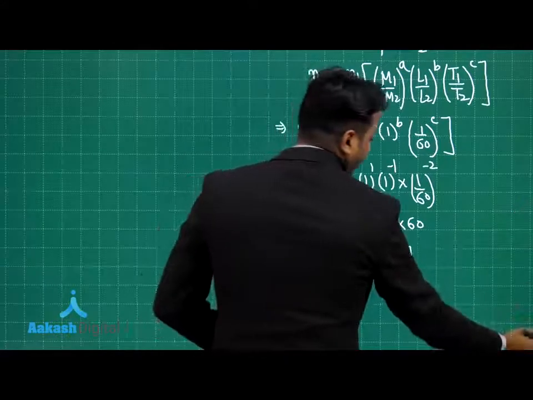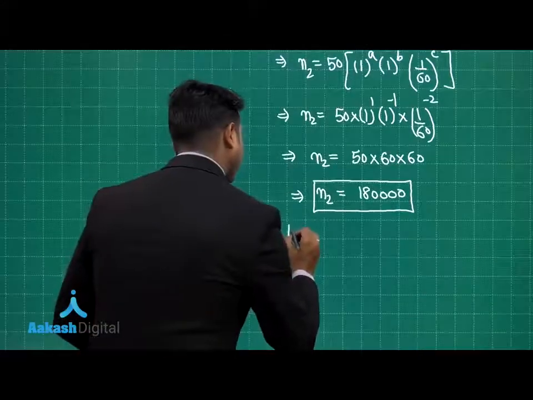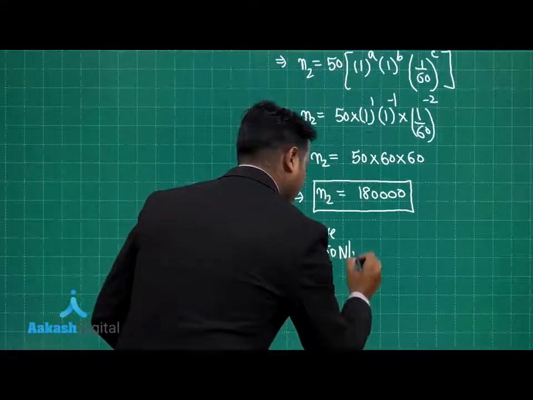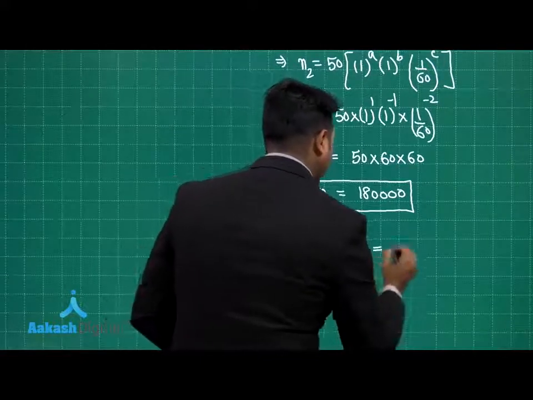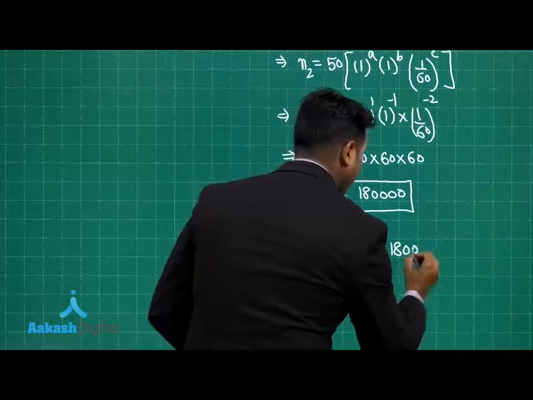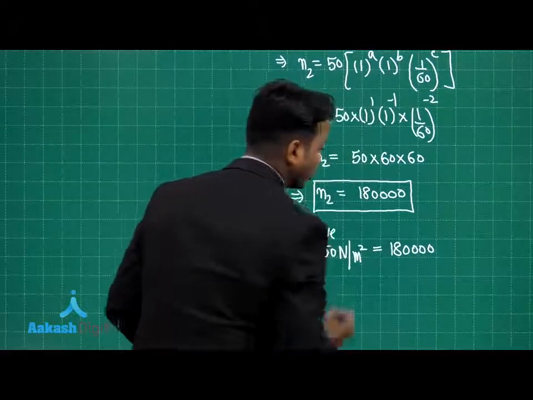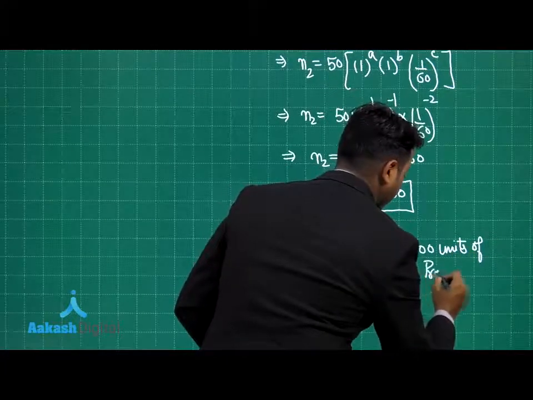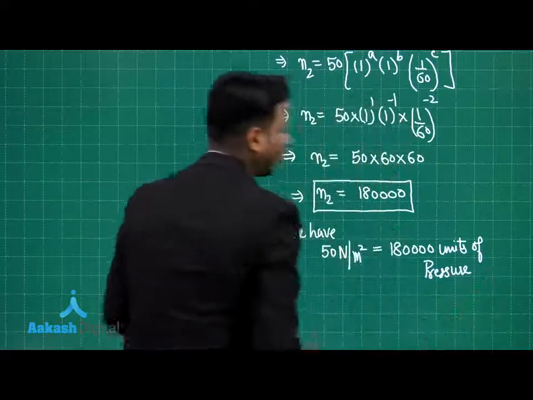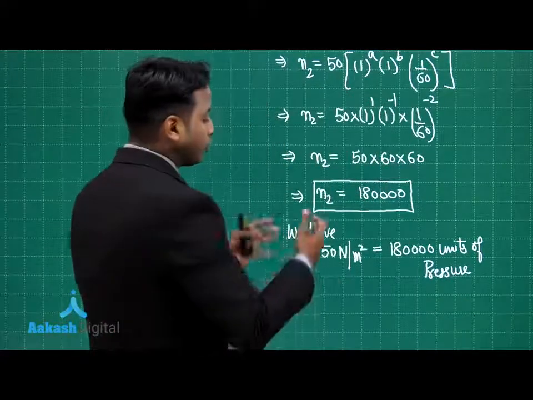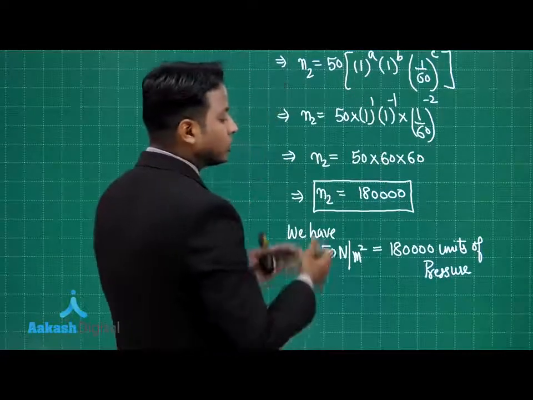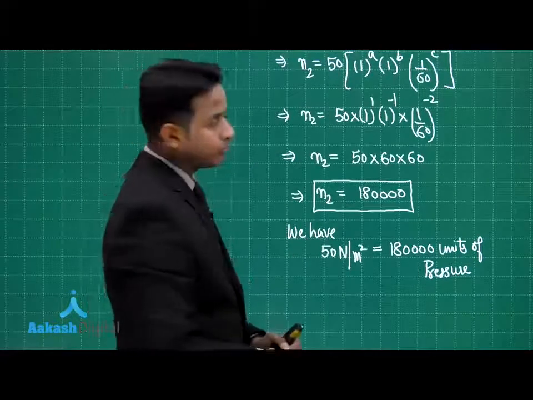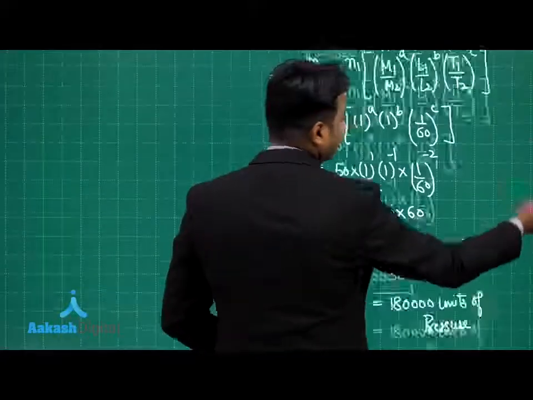So ultimately what do we have? We can write down 50 Newton per meter square is simply equal to 180000 units of pressure. Because this is a new system of units, so we don't know what is the name of unit. So 50 Newton per meter square is equal to 1,80,000 units of pressure in the new system of units. I hope the question is very clear to you.